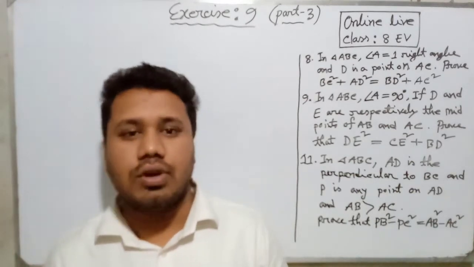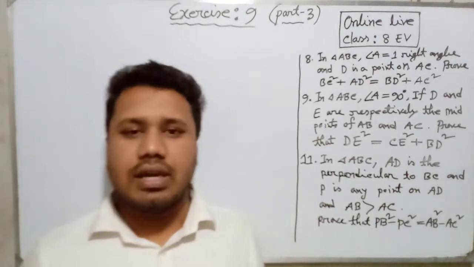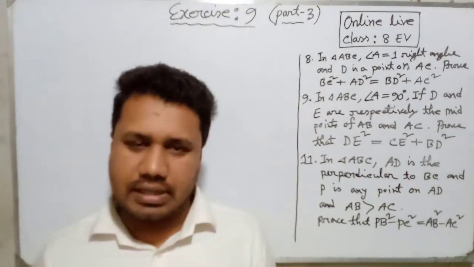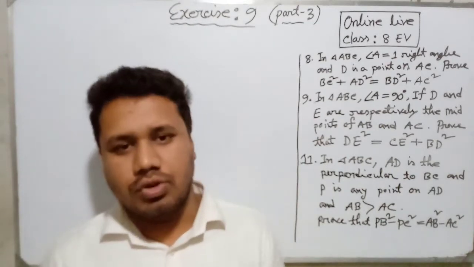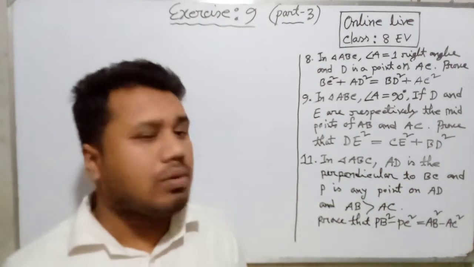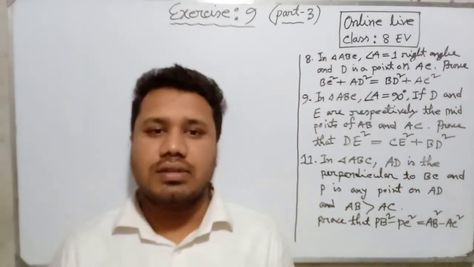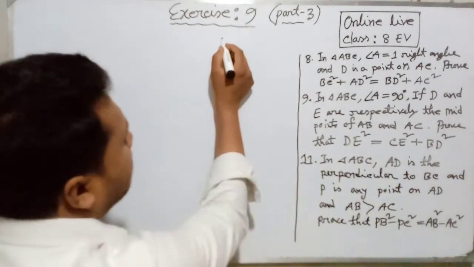Dear students, look. Problem number 8 says that in triangle ABC, angle A equals 1 right angle, that means 90 degrees, and D is a point on AC. Now we have to prove that BC square plus AD square equals BD square plus AC square. So now, dear students, we can start. At first we can draw our figure.